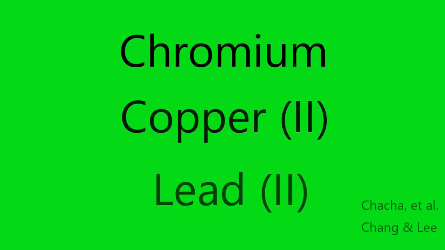Spirogyra are frequently used to clean up waters due to its ability to absorb ions. This method is being used to absorb the chromium ions produced from tanning industries, Chacha et al., and to clean waters of heavy metals such as copper-2 and lead-2, Chang and Lee. The optimal pH for the absorption to occur is 5.